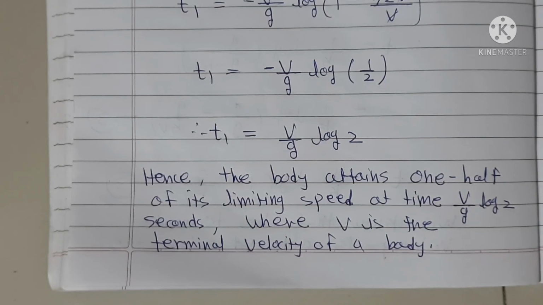Hence we have proved that a body attains one half of its limiting speed at time V upon g log of 2 seconds, where capital V is the terminal velocity of the body.